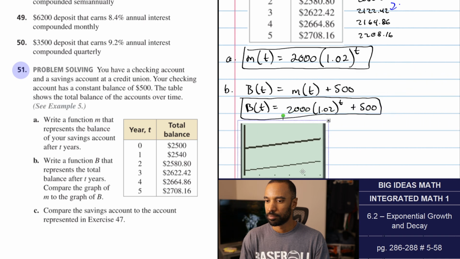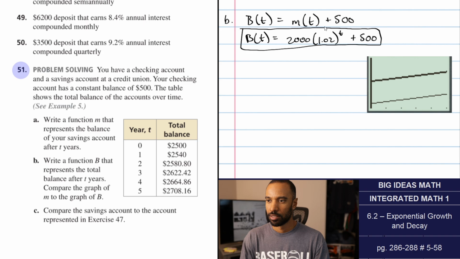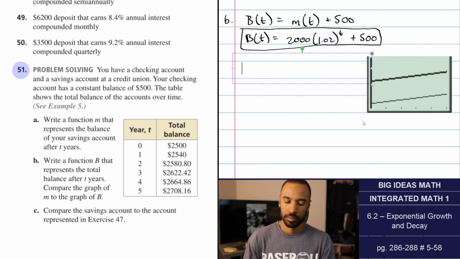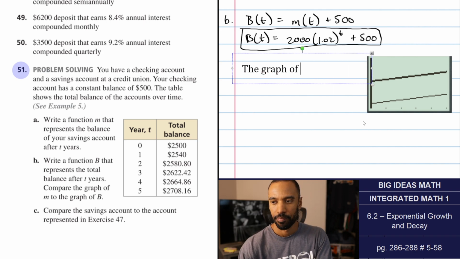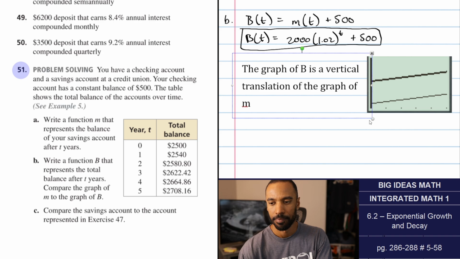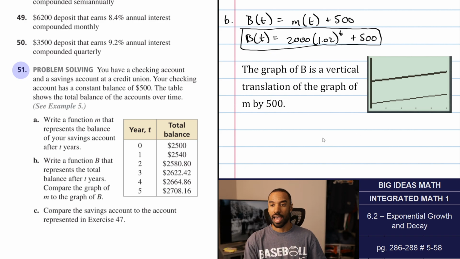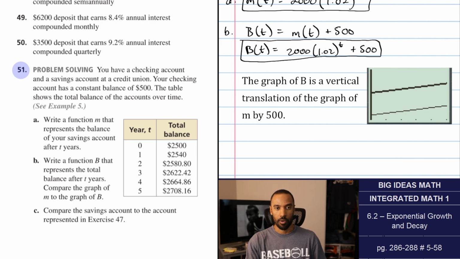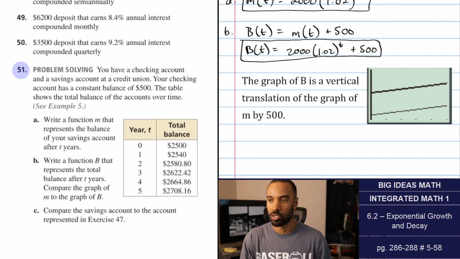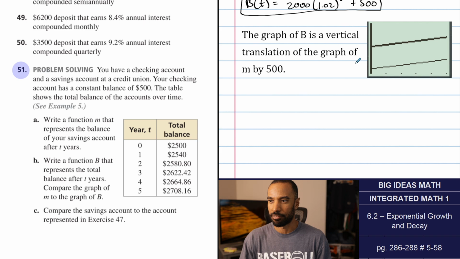So here, the graph of B is a vertical translation of the graph of M by 500. It's 500 bigger everywhere. At any year, you have 500 more in your total balance than you do in your savings. Part C, compare the savings account to the account represented in exercise 47.